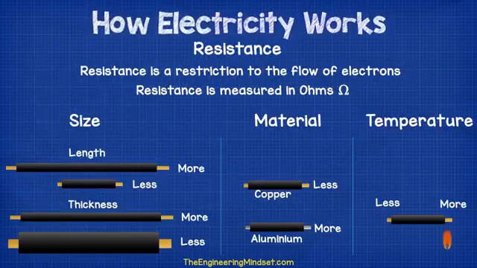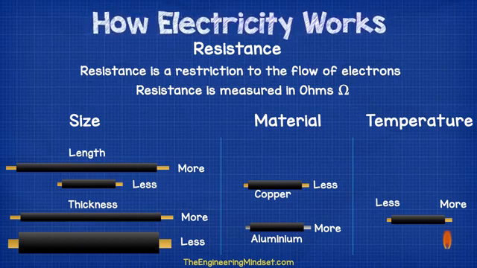Resistance is a restriction to the flow of electrons in a circuit. The wire which carries the electrons will naturally have some resistance. The longer the wire, the greater the resistance. The thicker the wire, the lower the resistance. Resistance to the flow of electrons is different for each material, and the temperature of the material can also change resistance to the flow of electrons.